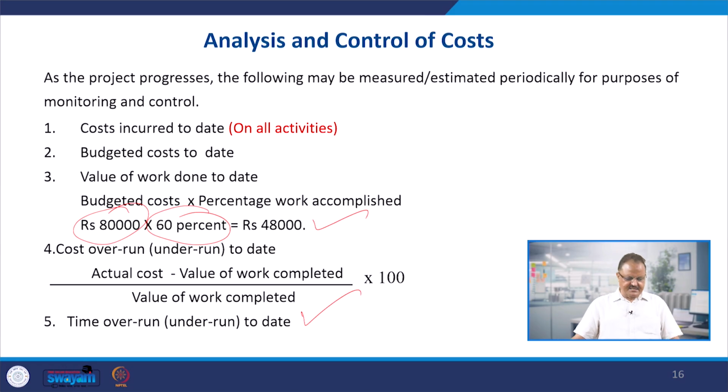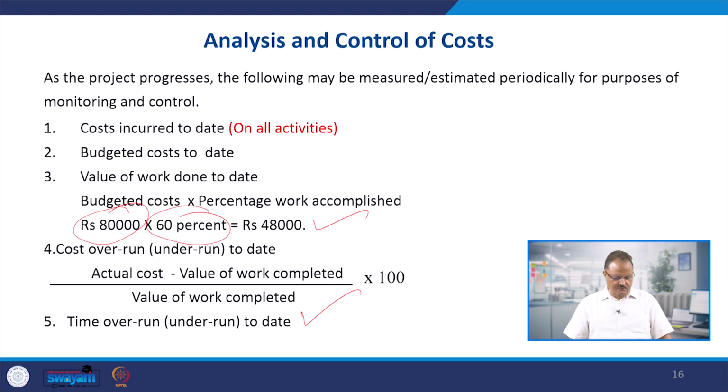And similarly, you can calculate the time overrun or the underruns also. So, what is the process involved? First of all, because we are not starting in the beginning, we are not going for the cost analysis in the beginning, we are starting after a certain time. Maybe by that time a certain amount of the work on the project has been done, either 25% or 30% or 50% of the work. Only then you can go for the cost analysis, and in that case you have to follow these 5 steps. You have to calculate the cost incurred till date on all activities, what was the budgeted cost and what is the value of the work done.